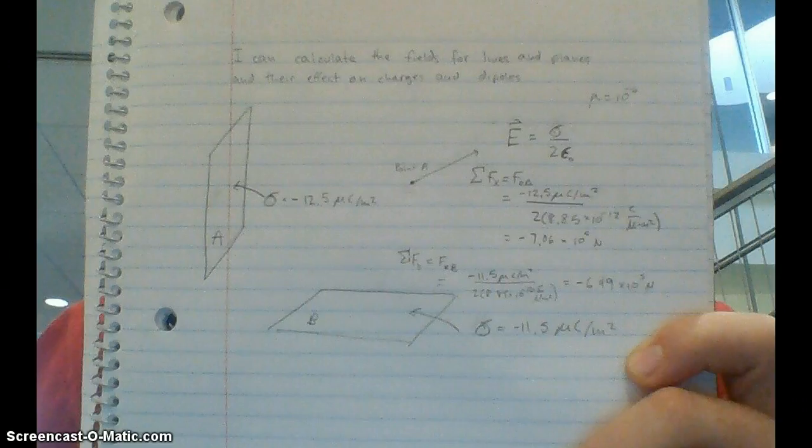So in the x direction, I used the equation: the electric field is equal to the charge density divided by 2 times epsilon naught. I simply divided the charge density by 2 times the constant, which I looked up, and I made sure to have the units with the micro, 10 to the negative 6. And I solved that to be negative 7.06 times 10 to the 5th newtons. And on the bottom, I did the same thing, but for negative 11.5 microcoulombs.